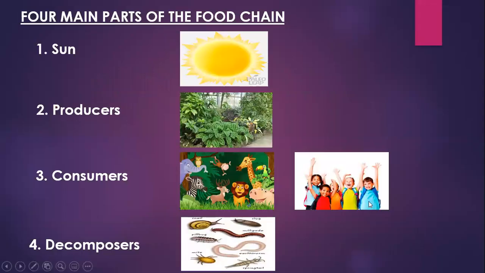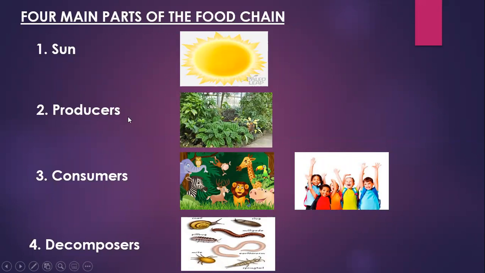A food chain shows how all living things depend upon each other. Let's move. Then I told you four main parts of the food chain: the sun, producers, consumers, and decomposers. I explained to you that the sun is the source of energy for all the living things on the earth. It is the ultimate source for energy, heat, and light for human beings, plants, and animals.